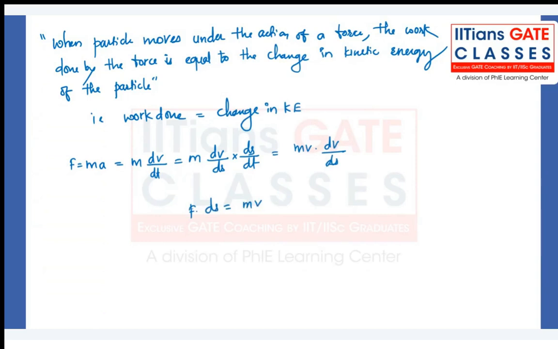And if you integrate both the sides, with respect to s1 to s2 distance traveled, and velocity changing from v1 to v2 in this distance, then F is a constant. F is not changing, we are changing the distance, that is s2 minus s1. So F times (s2 minus s1) is equal to mass times v2 square by 2 minus v1 square by 2. So I'll take 1 by 2 outside: v2 square minus v1 square.